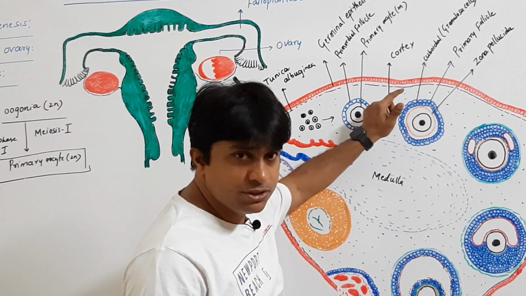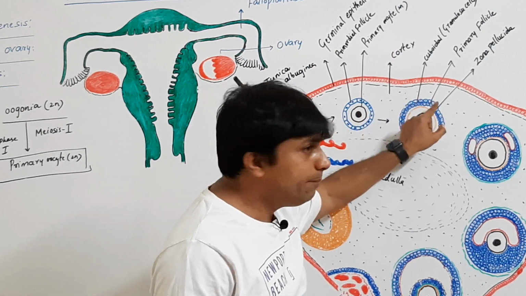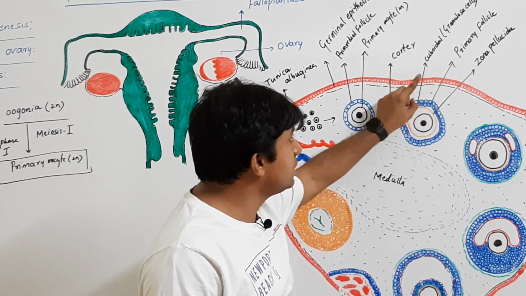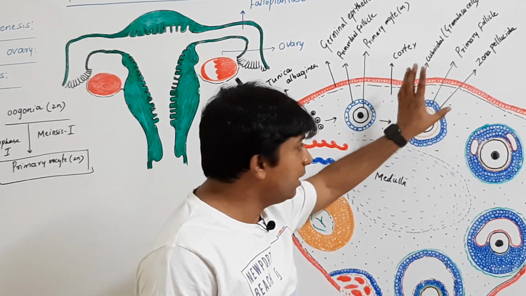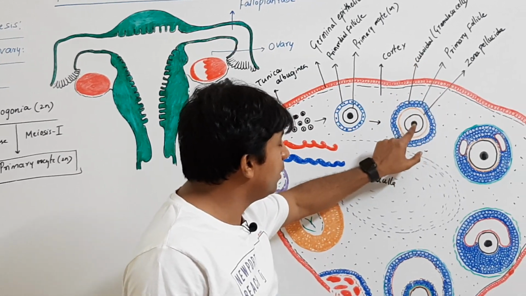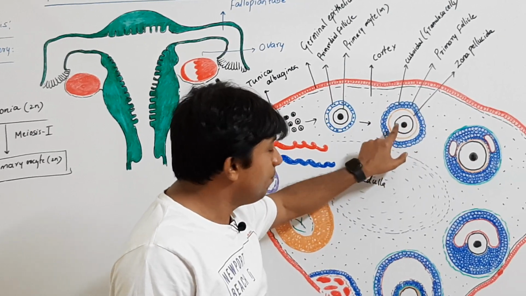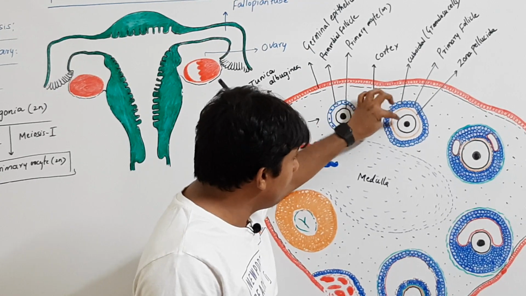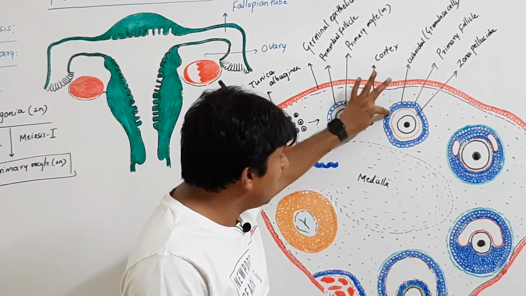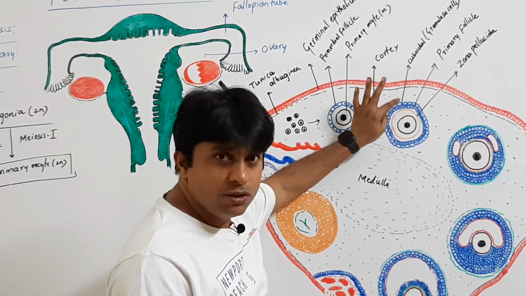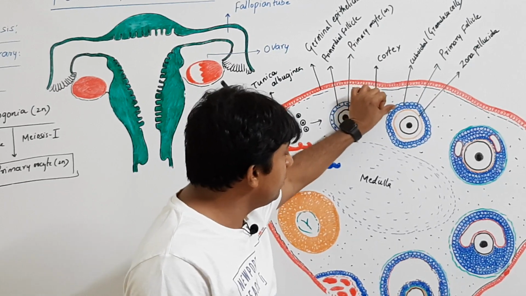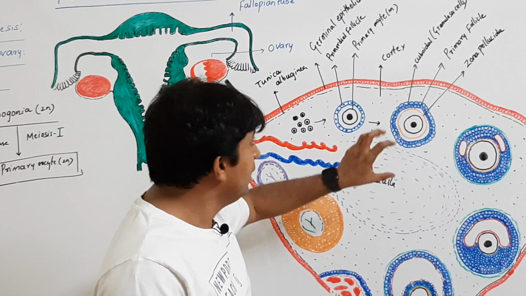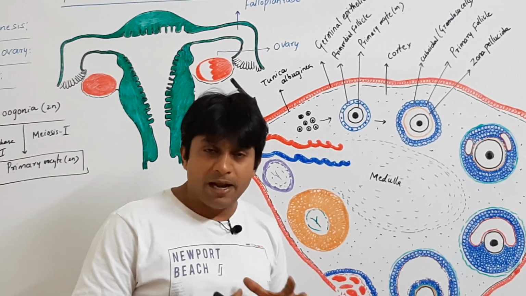Later on, the flattened cells present in the primordial follicle become cuboidal cells and form 1 or 2 layers, and such several cell layers are now called primary follicles. Inside this primary follicle is your primary oocyte, which is diploid, and at this stage the ovum develops a glycoprotein layer called zona pellucida between the granulosa cells and the primary oocyte, right? Now such follicles are called primary follicles.